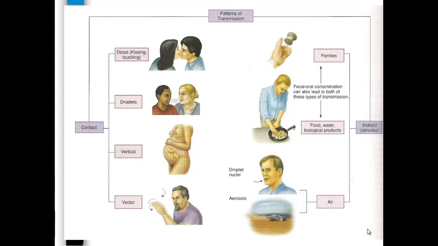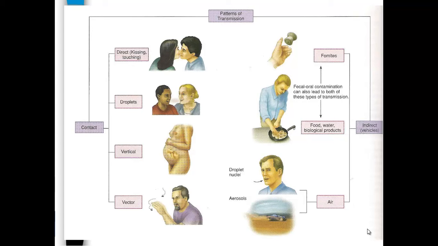Okay, if you look at patterns of transmission, this is a good slide. It shows direct contact, droplets by talking, sneezing, vertical from mother to unborn child, or different vectors, which could be an infective vector or a mechanical vector. Also, indirect. We touch a lot of common surfaces like doorknobs or cell phones or handles, like the handle for turning on the faucet in the bathroom. All of these are considered fomites, and so you should frequently hand wash.